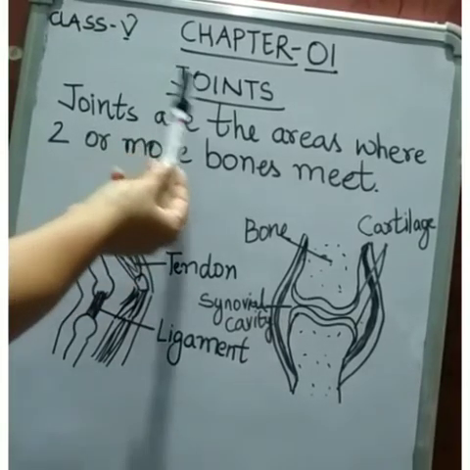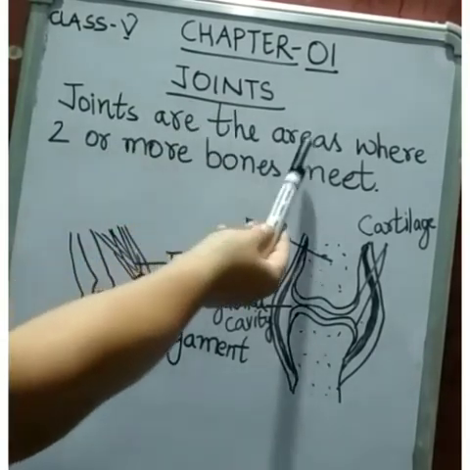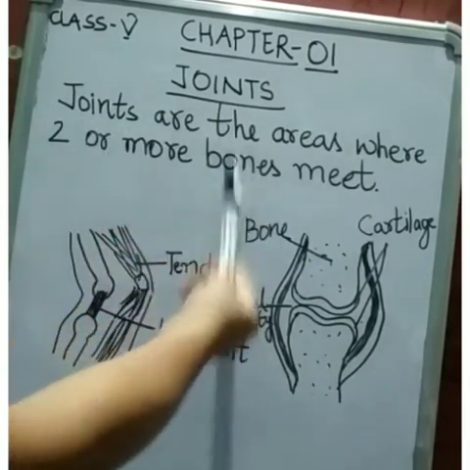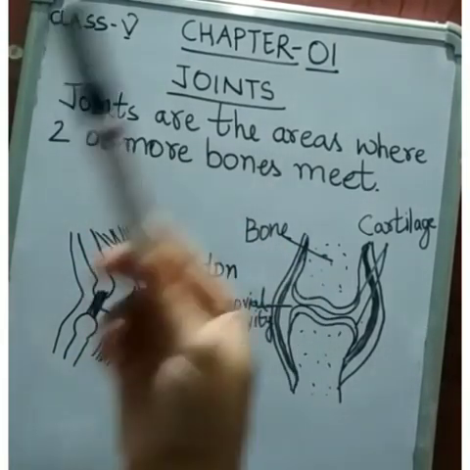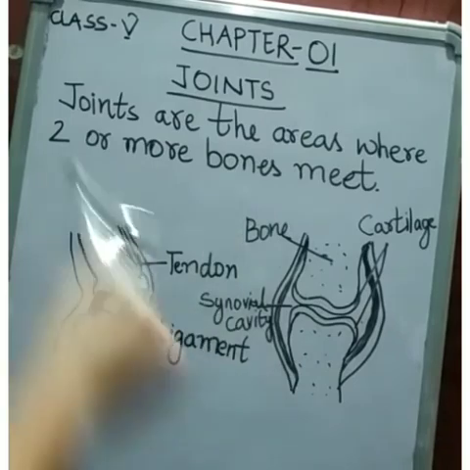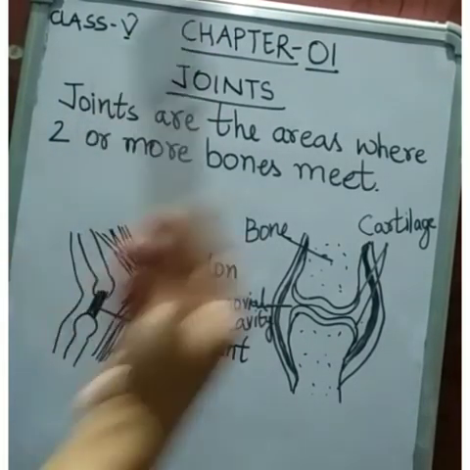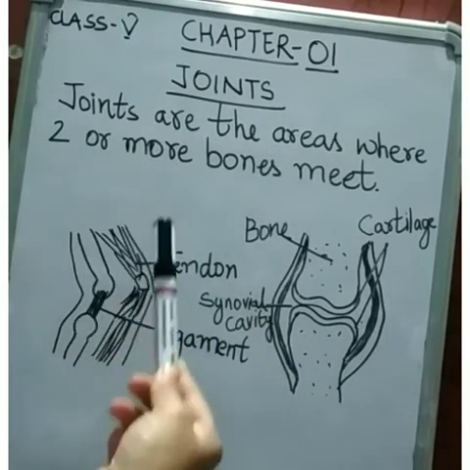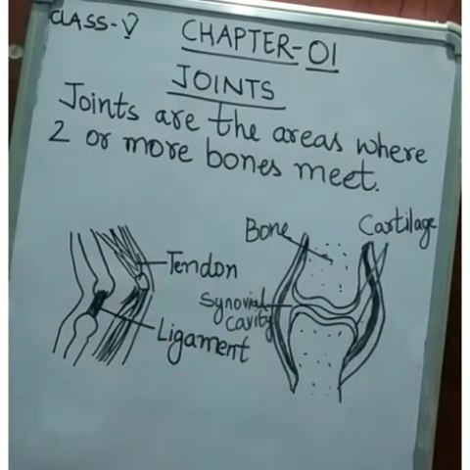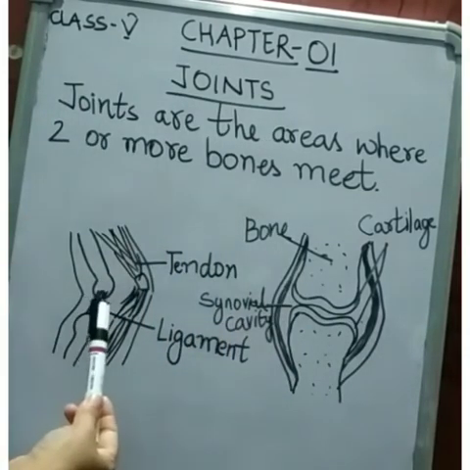Now comes joints. What are joints? Joints are the areas where two or more bones meet. What do joints do? They allow the movements of different parts of our body. Bones are held together at a joint with the help of ligaments. What are ligaments? Ligaments are bands of tough elastic tissue.